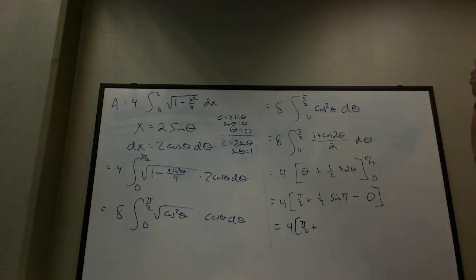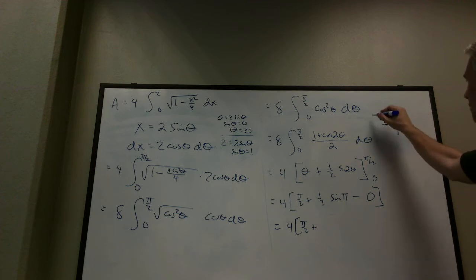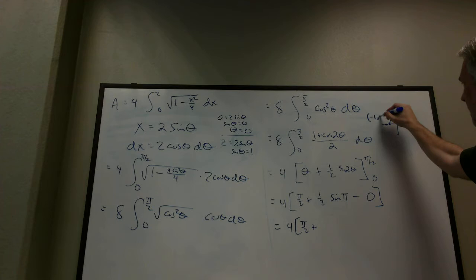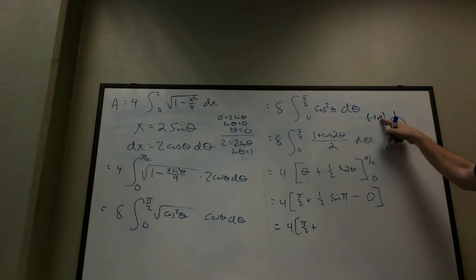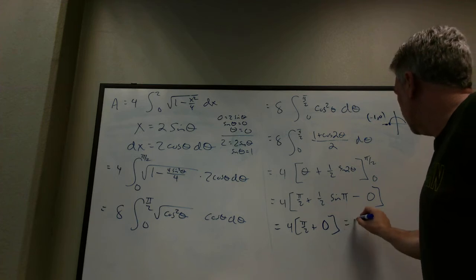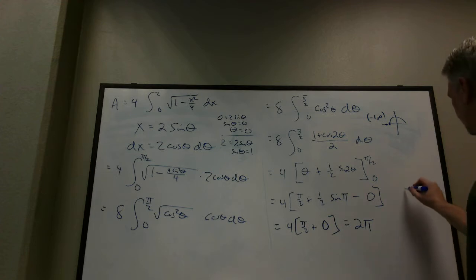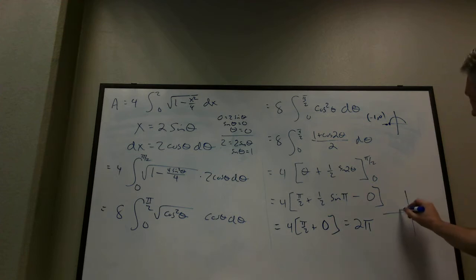And then the question is, now what's the sine of pi? All right, well, pi radians is here on the unit circle. Pick the point 1 unit away, that's minus 1, 0. Cosine's the first number, sine's the second, that turns out to be 0. And 4 times pi over 2 is 2 pi. Okay, so that was the area of the ellipse here.